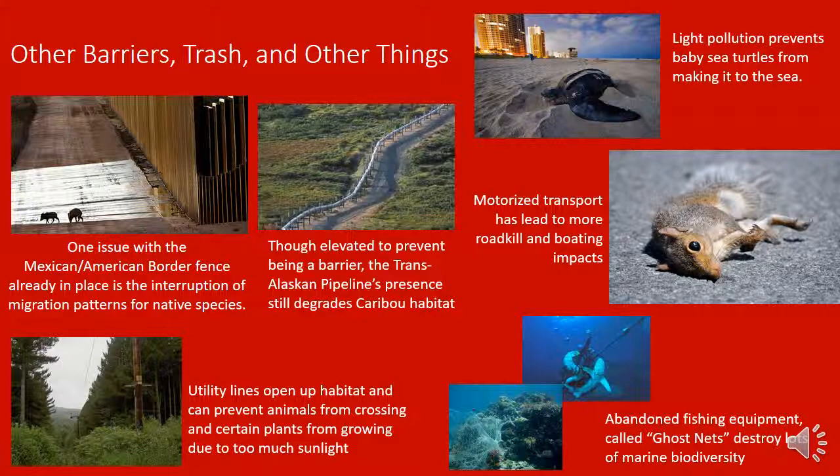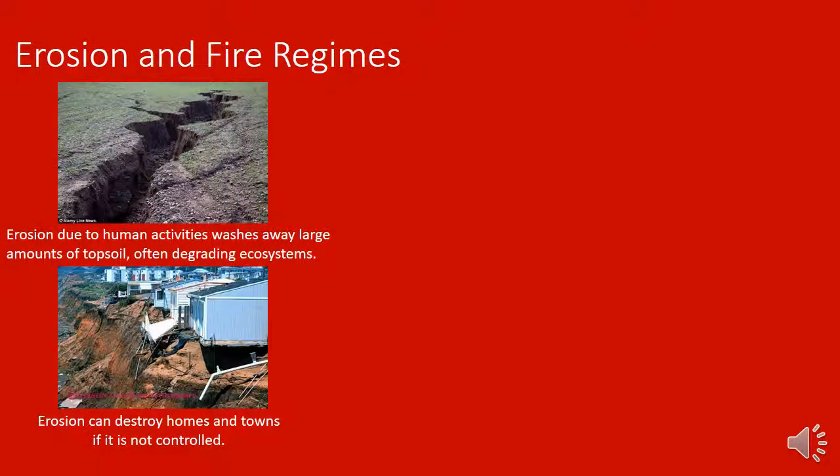Motorized transport has led to a lot more roadkill and boating impacts. So if you're paddling a canoe, you're probably not going to kill a manatee with it, right? But if you're in a speedboat going 60 miles an hour with a 300 horsepower motor, you might shred up a manatee with your propeller. Or like a squirrel. If you're walking on the road, you're not going to kill a squirrel. But driving your car, you're moving fast enough and a large enough thing that you can kill the squirrel. So motorized transport has led to deaths.